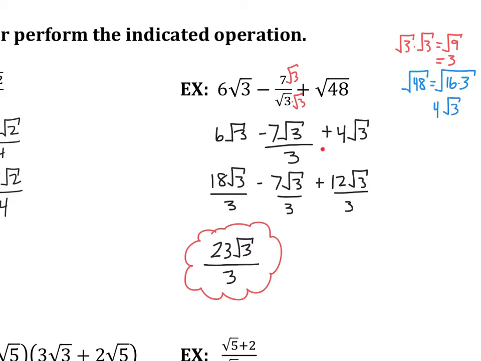We can combine these, but we have one fraction, so we need common denominators. So the common denominator is going to be 3, so I multiplied this guy by 3 over 3, and we got 18 root 3 over 3. This middle term was fine, and then I needed to multiply this by 3 over 3, and we got 12 root 3 over 3. So now that the denominator is all the same, we can combine the numerators. 18 root 3 minus 7 root 3 is 11 root 3, plus 12 root 3 is where we get 23 root 3 all over 3.